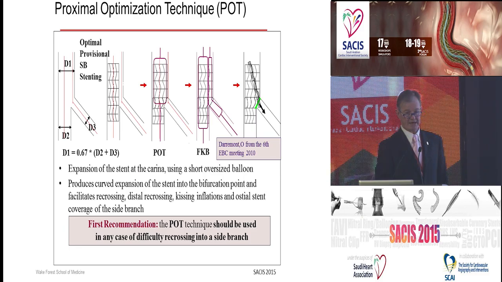So in the main branch, taking a large diameter, small length balloon and post-dilating the stent across the origin of the diagonal, in fact, makes it easier for you to actually access the side branch, and at the same time creates a favorable entry into that side branch, very much like the Frontier side branch access stent.